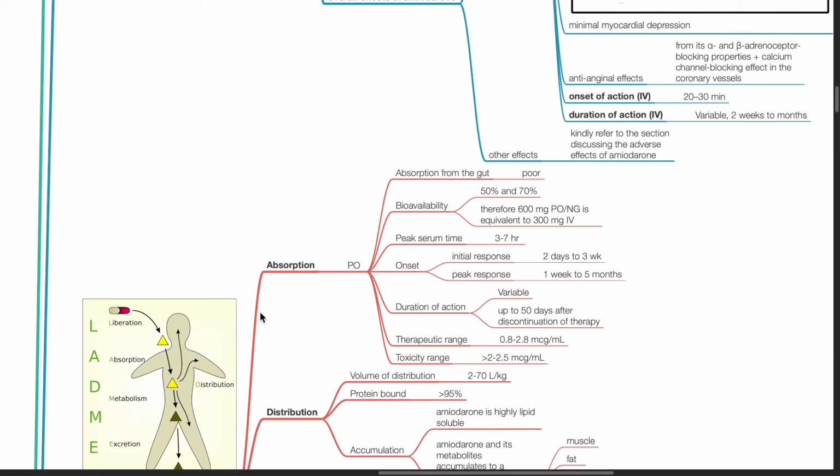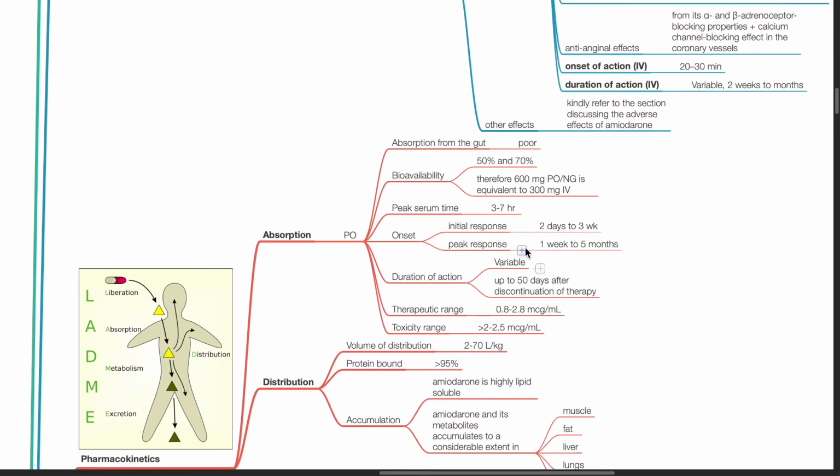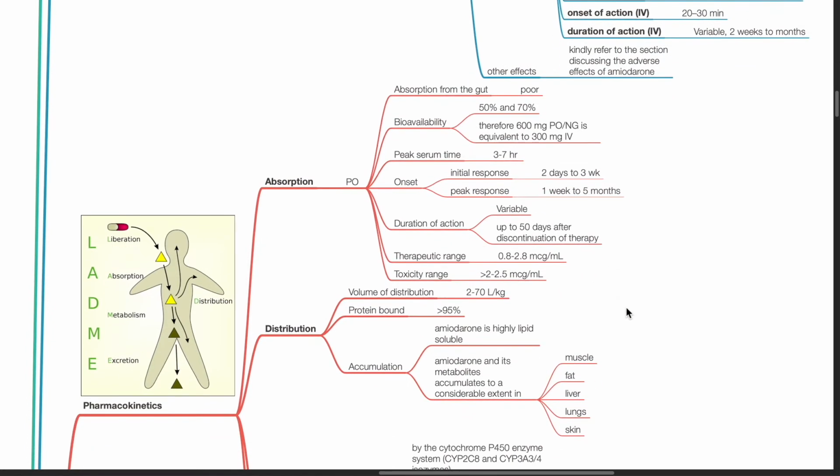Pharmacokinetics. Absorption via oral route is poor. Bioavailability is 50 to 70%. Therefore, 600 mg oral amiodarone is equivalent to 300 mg IV amiodarone. Peak serum time is 3 to 7 hours. Onset time via oral route for the initial response is 2 days to 3 weeks. For the peak response, it's 1 week to 5 months. Duration of action is variable, up to 50 days after discontinuation of therapy. Therapeutic range is 0.8 to 2.8 micrograms per ml, and toxicity range is more than 2 to 2.5 micrograms per ml.